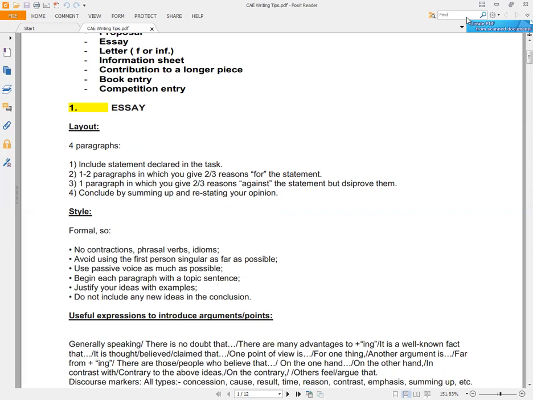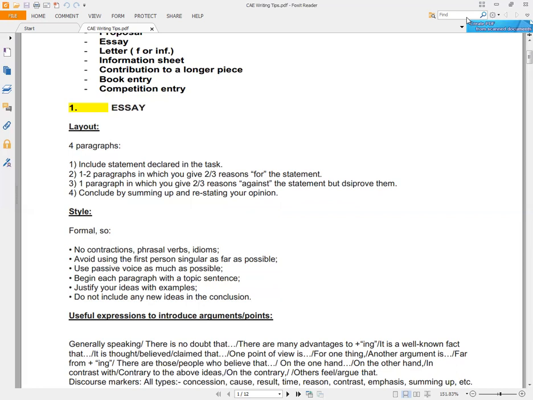An essay must have 4 paragraphs. The first one must include a statement declared in the task. We can say the topic that they want us to write about. And the second one must have from 1 to 2 paragraphs in which you give 2 or 3 reasons for the statement, explanation to the statement.